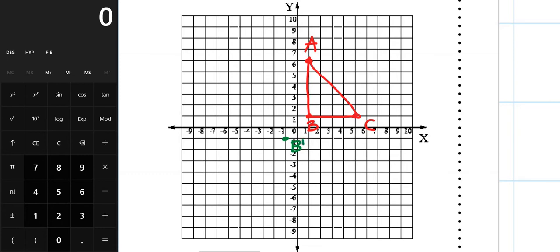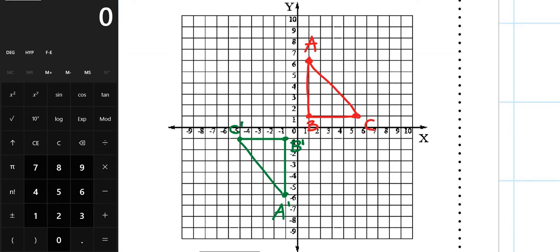C is at 5, 1, so now it's going to be at -5, -1. And lastly, it's C prime. And lastly, A is at 1, 6, so I'm going to put it at -1, -6. A prime. So here is my rotated 180 degree triangle.